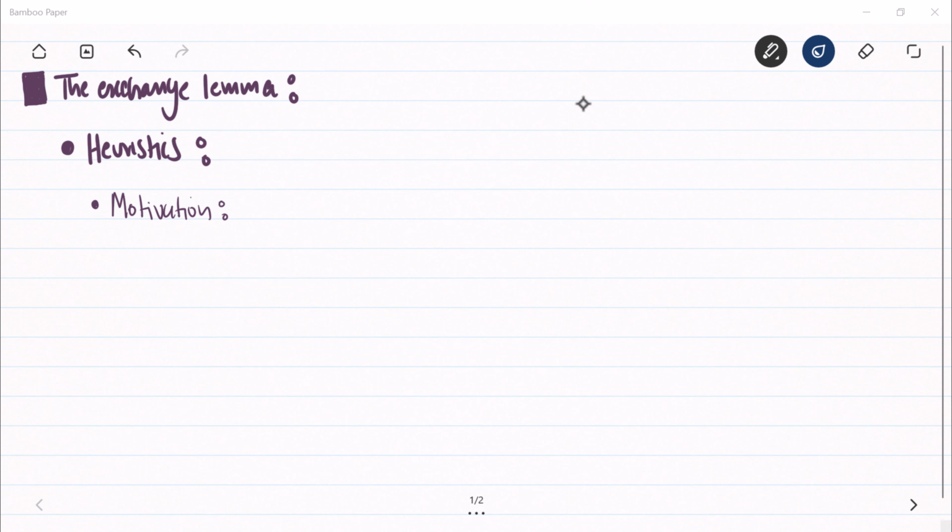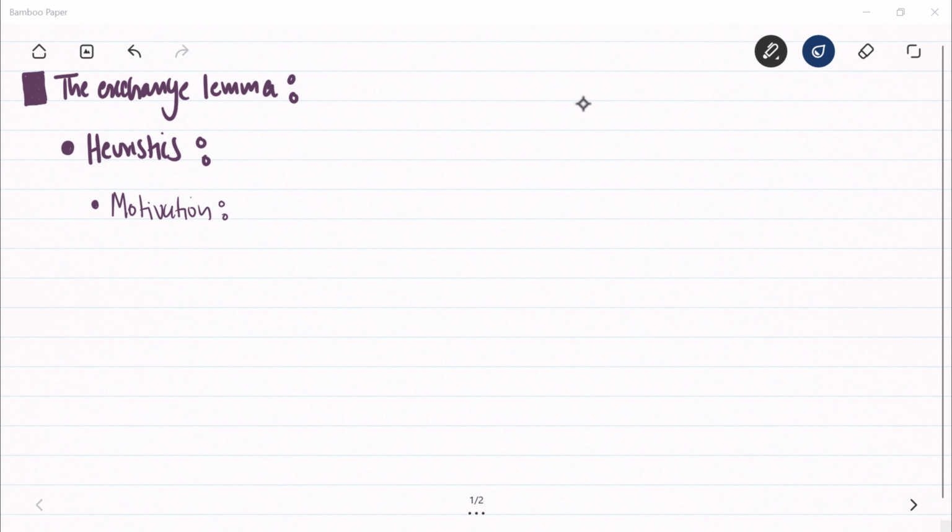So this is going to be a two-part series on the exchange lemma, the Steinitz Exchange Lemma. The first part will deal with the heuristics. We'll try to motivate the results that we may prove in part 2 formally, and we will try to analyze our motivation, sort of refine it in a way.